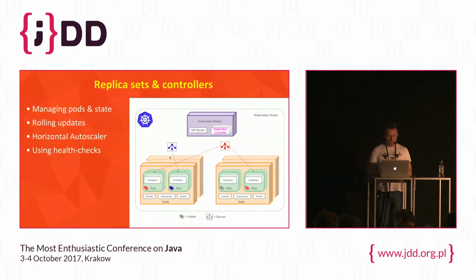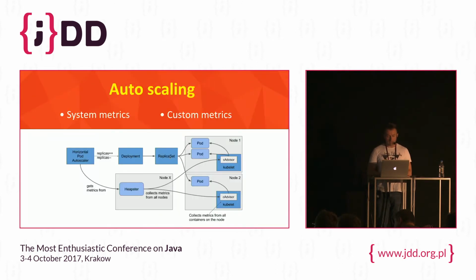And how does it work behind the scenes? For the auto-scaling, the unit responsible is called the horizontal pod autoscaler. This unit is reading all the metrics from the cluster that are available in Heapster. Heapster is a central unit where all the metrics and events from the cluster go.